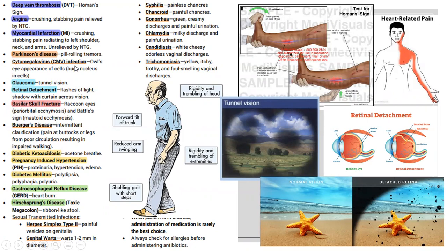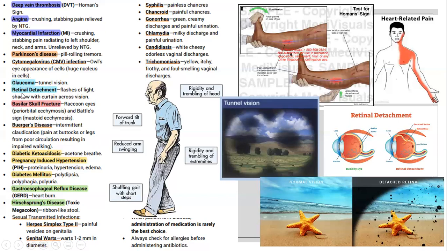Cytomegalovirus infection, we will see owl eye appearance of the cell. In case of glaucoma, when intraocular pressure increases inside the eye, we can see tunnel vision. You see the picture? This is called tunnel vision.